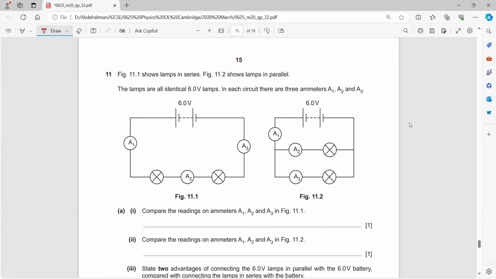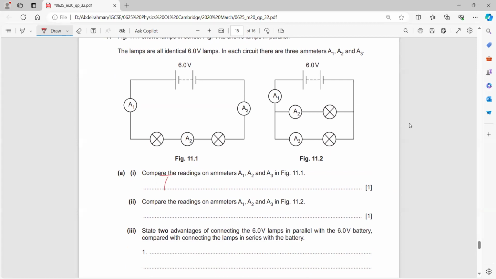Compare the readings on ammeters A1, A2, and A3 in figure 11.1. The same? They are the same. Why are they the same? Because in series the current is the same. So they are the same. What about A1, A2, and A3 in figure 11.2?